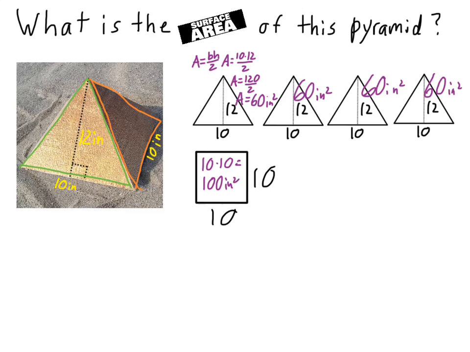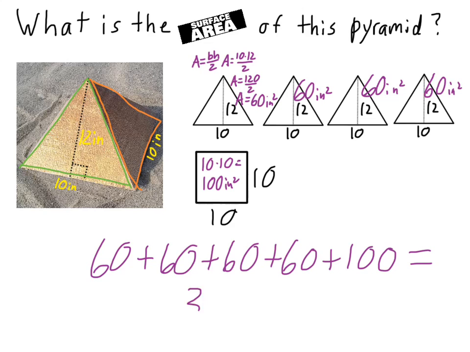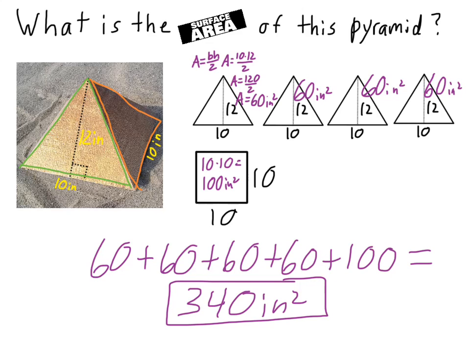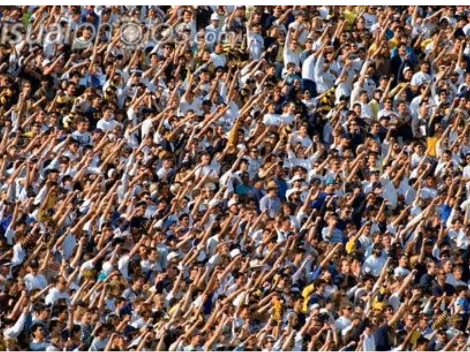Okay, so I'm adding up all the surfaces again. Find the area of this surface, the area of the triangle here, the area of the triangle in the back, and the one on the left side over here, and then I'm going to find the area of the bottom. Okay, so once I get all of that done, then I'm able to add them all up. So 60 plus 60 plus 60 plus 60 plus 100 equals 340 inches squared. Not too bad. And, again, the crowd goes wild, because you did it. Okay, that's surface area.